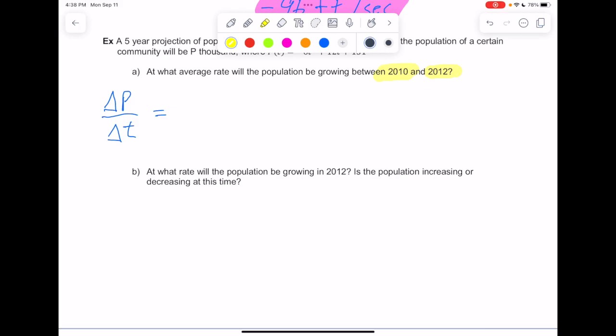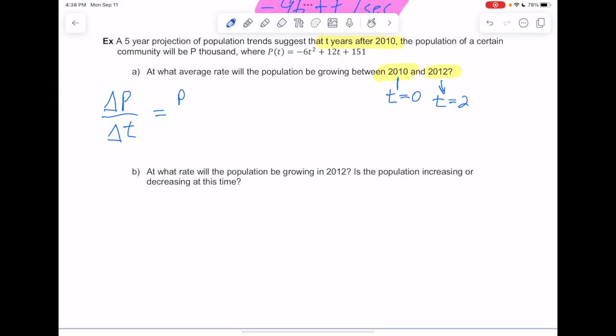It could be tempting to plug 2010 and 2012 into the function, but notice that t is not the year. t is the number of years after 2010. So in 2010, t equals 0. And in 2012, that's 2 years after 2010, so t is equal to 2. For the change in population, we do p of 2 minus p of 0, and the change in time is the 2 years that go by. You could also do it as the two different values of t, 2 minus 0.